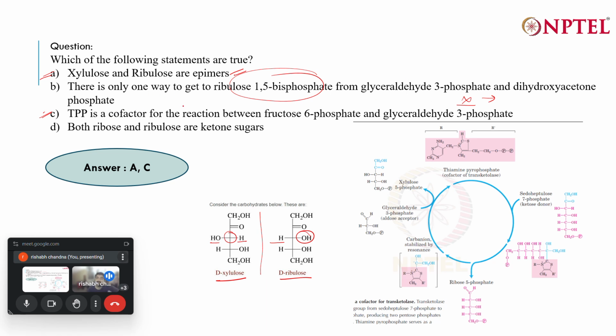Then TPP is a cofactor for the reaction between fructose 6 phosphate and glyceraldehyde 3 phosphate. So yes, this is correct. Then we have both ribose and ribulose are ketone sugars. No, ribose is an aldose sugar because it has an aldehyde group. Ribulose is a ketone sugar. So this is also false. So the correct answers are A and C.